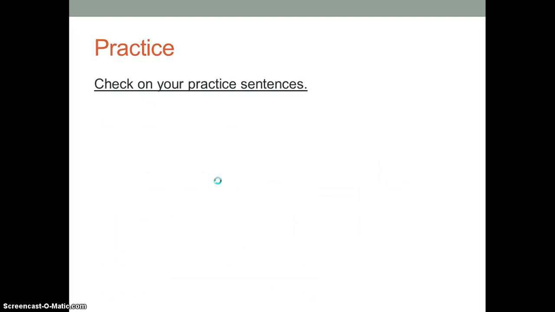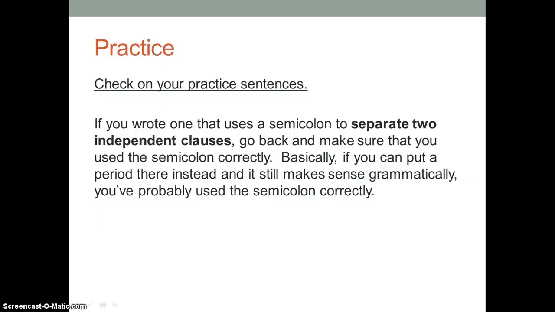Alright, so just to check on your practice sentences, for the first one, if you wrote one that uses a semicolon to separate two independent clauses, go back and make sure that you use a semicolon correctly. Basically, if you can put a period there instead and it still makes sense grammatically, you've probably used a semicolon correctly. So that's always a nice tip for that first semicolon rule. Simply substitute a period for the semicolon, and if your sentence still makes sense, then you've probably done it correctly. That's a good little tip.